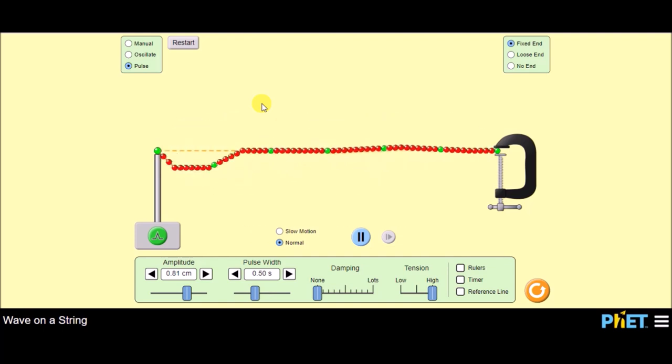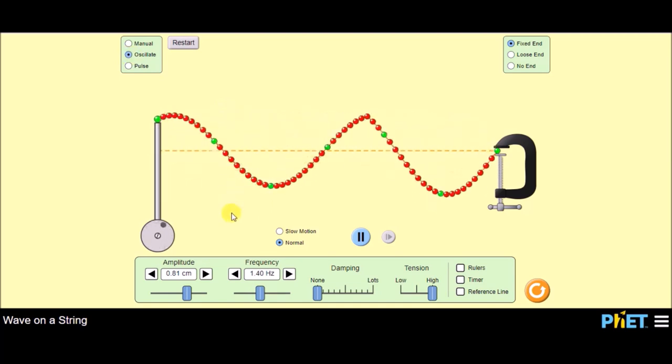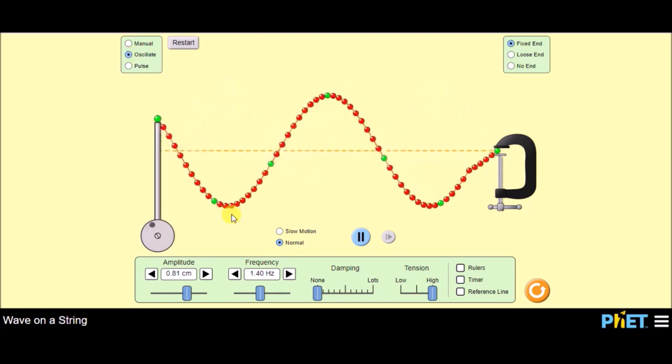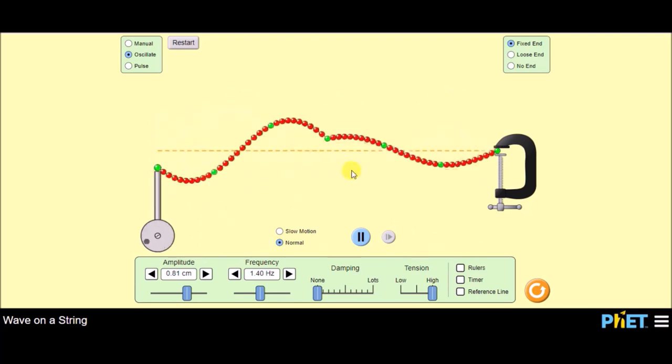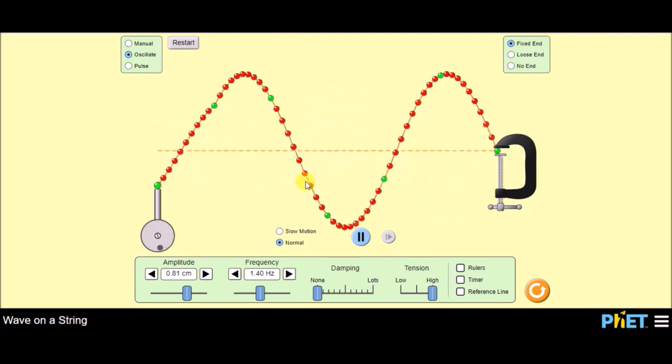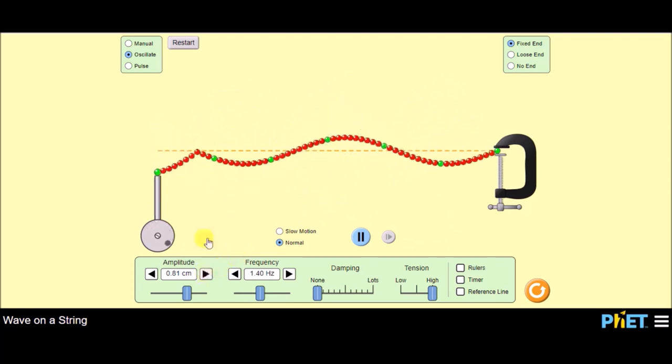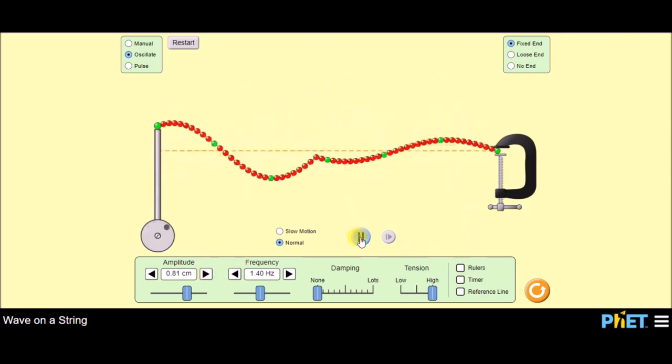At any time or at all the times, there will be no displacement. So let us now there is oscillation, and not for all frequencies there will be formation of nodes and antinodes. So let us pause it.